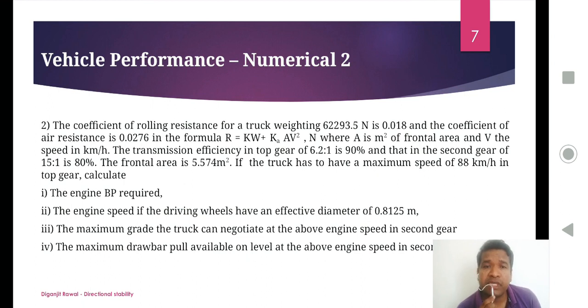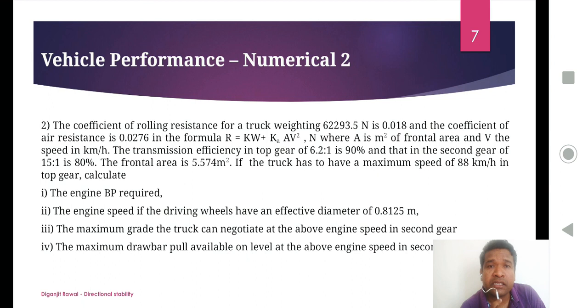Second, the engine speed if the driving wheels have an effective diameter of 0.8125 meter. Third one, the maximum grade the truck can negotiate at the above engine speed in second gear. And fourth one, the maximum drawbar pull available on level at the above engine speed in second gear. So here we have to find out four values for vehicle performance.